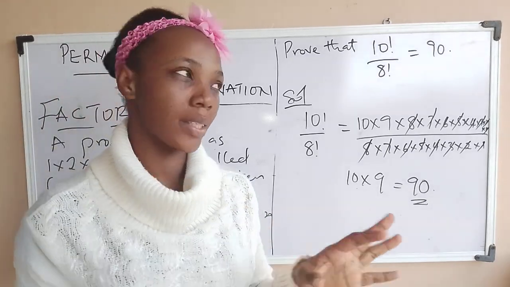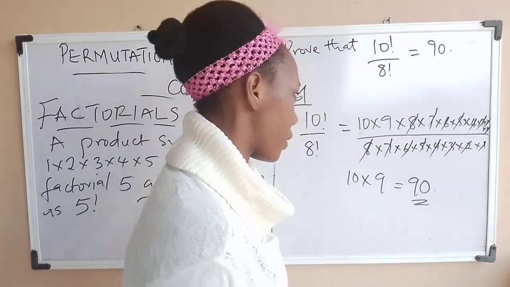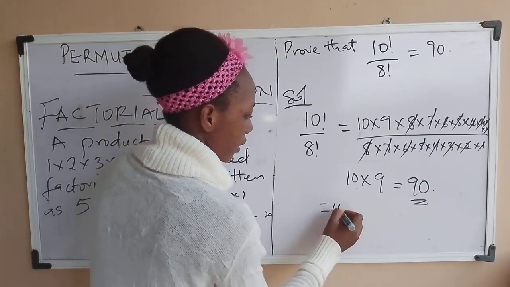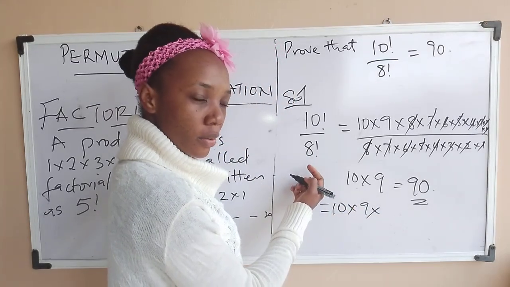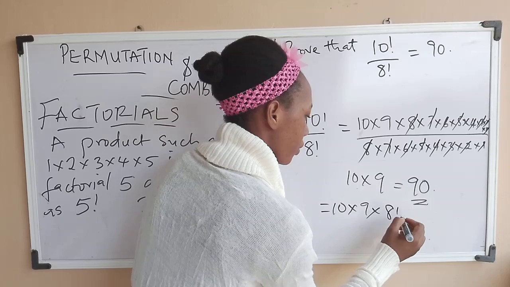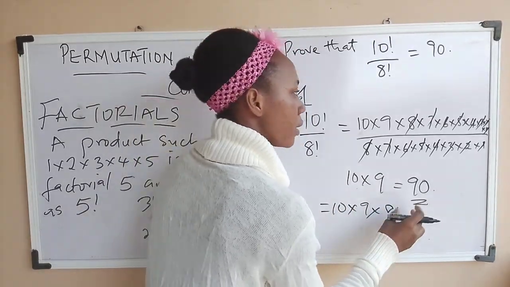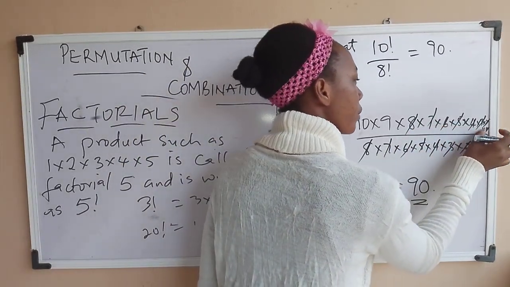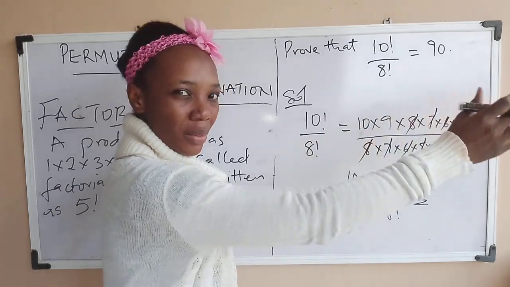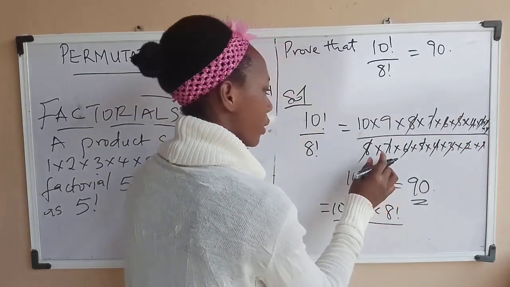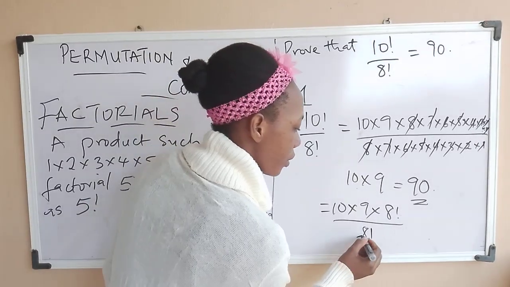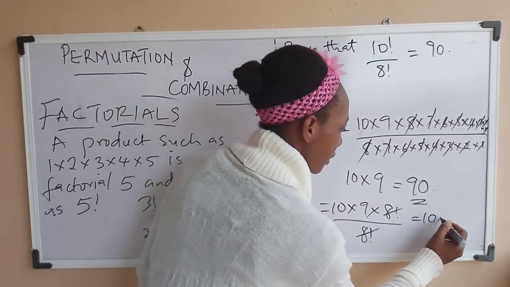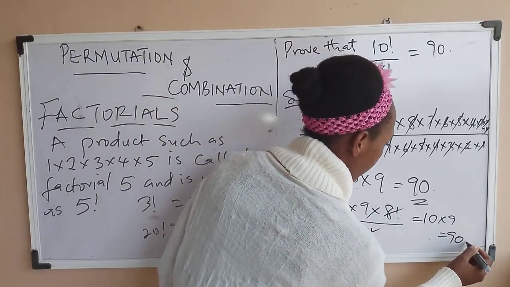Another short way of doing it, instead of doing all this long stuff, you can just say 10 times 9 times the factorial in the denominator, which is 8 factorial. Just stop there. This 8 factorial already means 8, 7, 6, 5, 4, 3, 2, 1. We don't need to start expanding those ones. All over the 8 factorial. No need to expand this one too. So we strike, and then we have 10 times 9, which is 90.